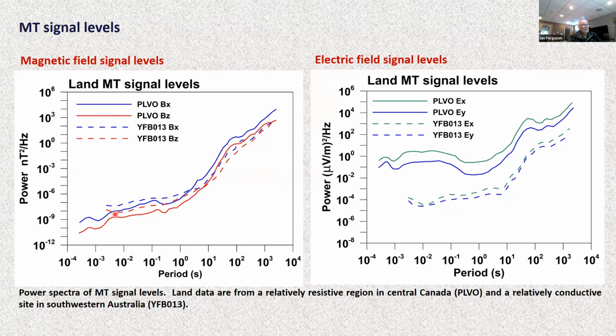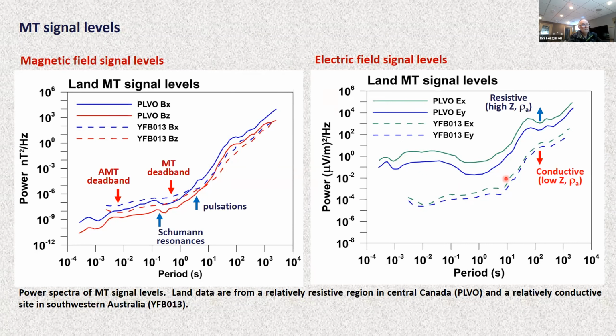We see that the magnetic levels are fairly similar at both of these sites, and for the north and east components of the magnetic field. But I should mention that for short periods of time, several days, the signal levels might be a factor of 10 or even 100 times smaller than these levels shown here. In the case of the electric fields, we see a very big difference between the fields at the resistive site, which are larger, and at the conductive site.